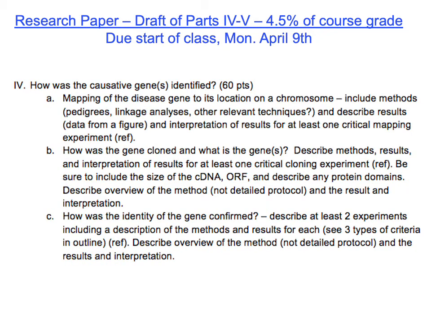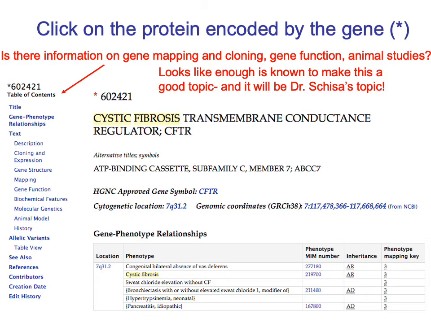So, section 4, how was the gene identified? How was it mapped to a particular chromosome? And how does the gene function? So, when we click on the protein encoded by the gene, you'll see on the far left of this page that there's a table of contents. And you can see that the text includes information on how the gene was cloned, how the gene is expressed, the mapping of the gene to a chromosome, how the gene functions, as well as animal studies, which will be also important for us to understand how the gene functions.